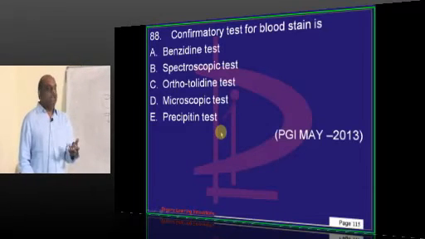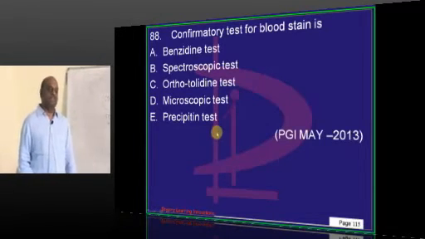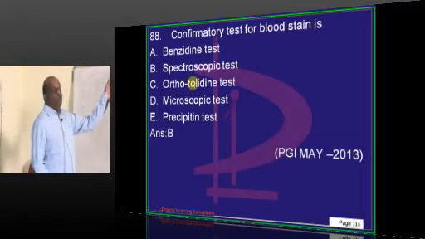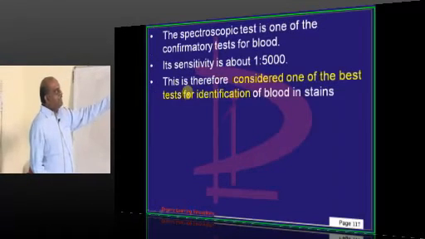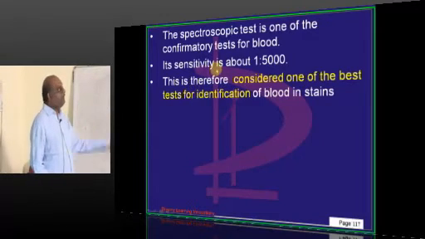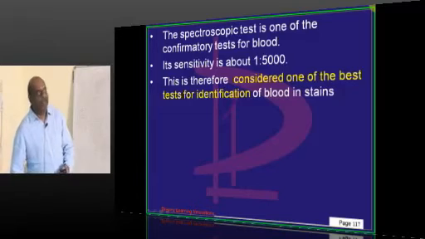One stain, semen stain, blood stain, salivary secretion stain or some CSF stain. If you look at the spectrophotometric test, it has very high sensitivity. Even a 1:5,000 dilution can be detected, is what you have to remember.